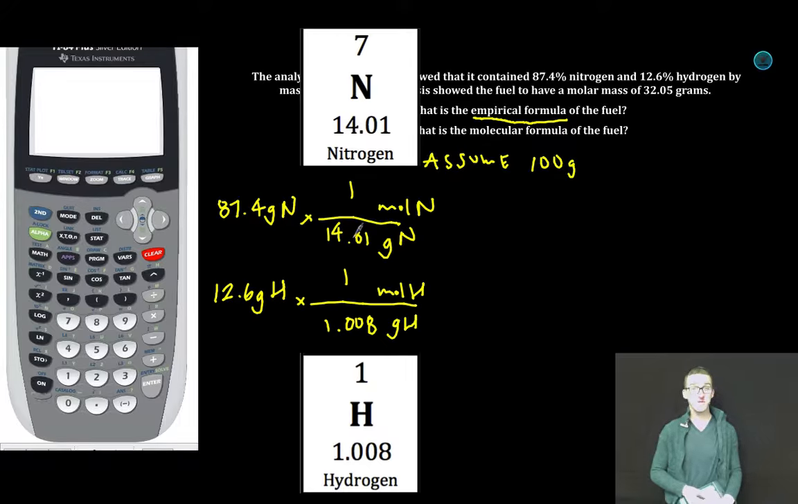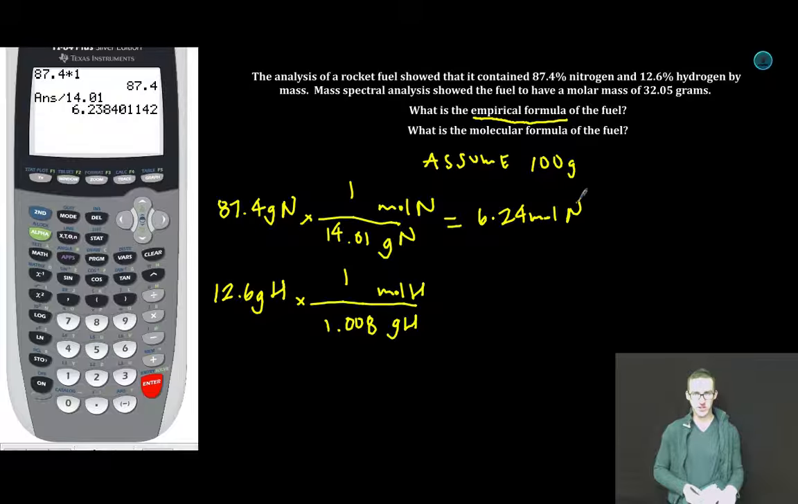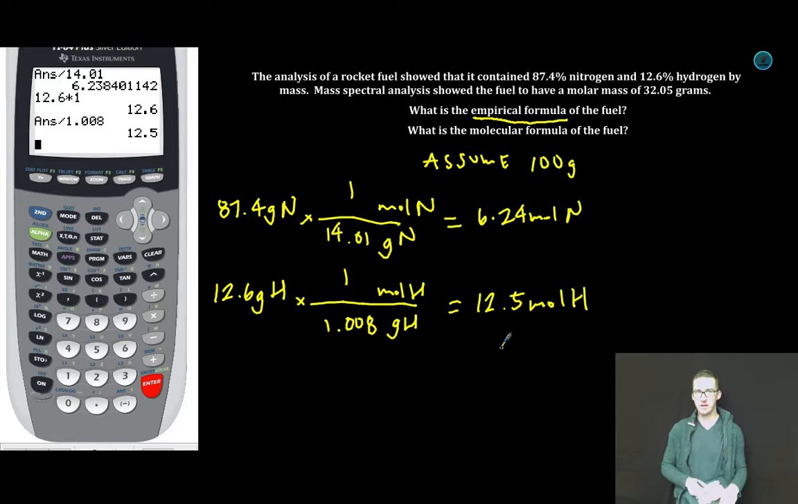Again, these mass values for nitrogen and hydrogen come from the periodic table. So take a quick jump over to our calculator. 87.4 times 1 enter divided by 14.01 enter. 6.24 moles nitrogen. 12.6 times 1 enter divided by 1.008 enter. 12.5 moles hydrogen.